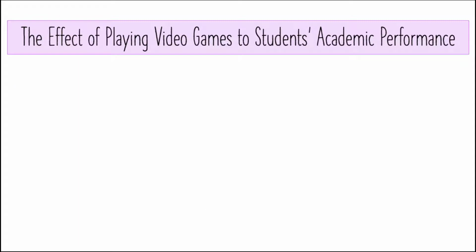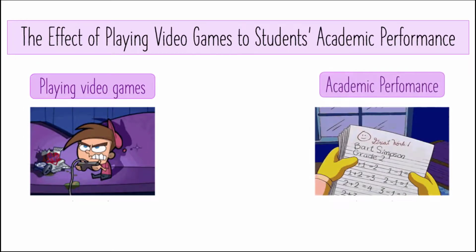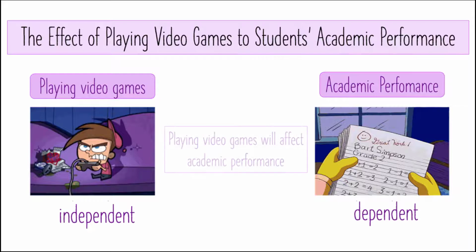Let us consider another situation. Let us say we want to know the effect of playing video games on students' academic performance. What are the variables of the study? Correct! Playing games and academic performance serve as our variables of the study. However, which is the independent and which is the dependent? Correct again. Playing video games is the independent variable, while academic performance is the dependent one, because playing games is presumed to cause an effect on the students' academic performance.